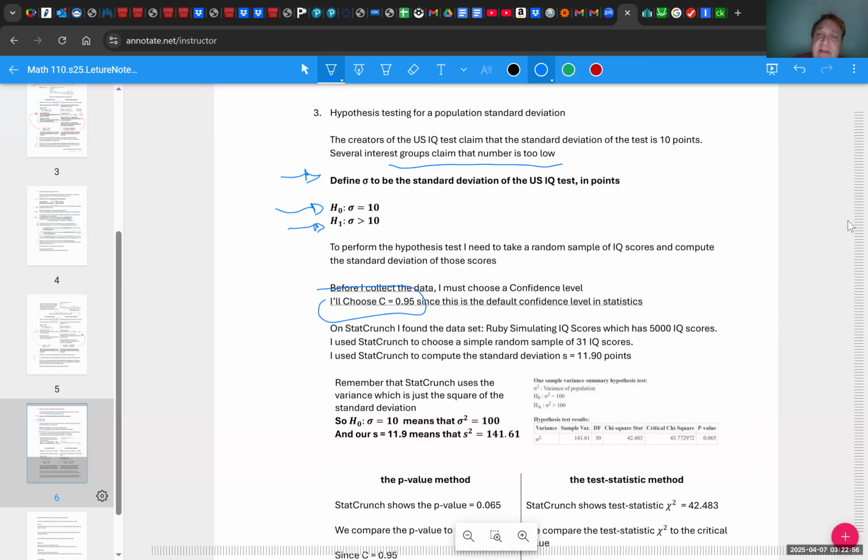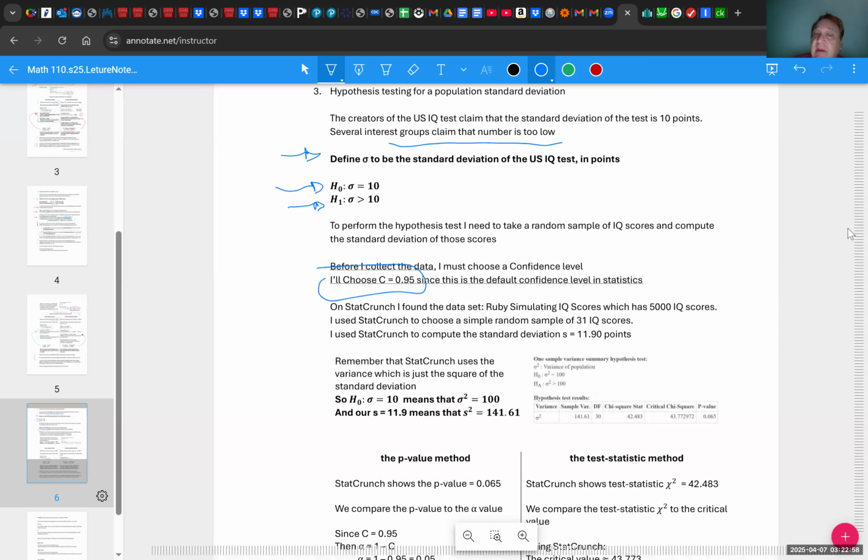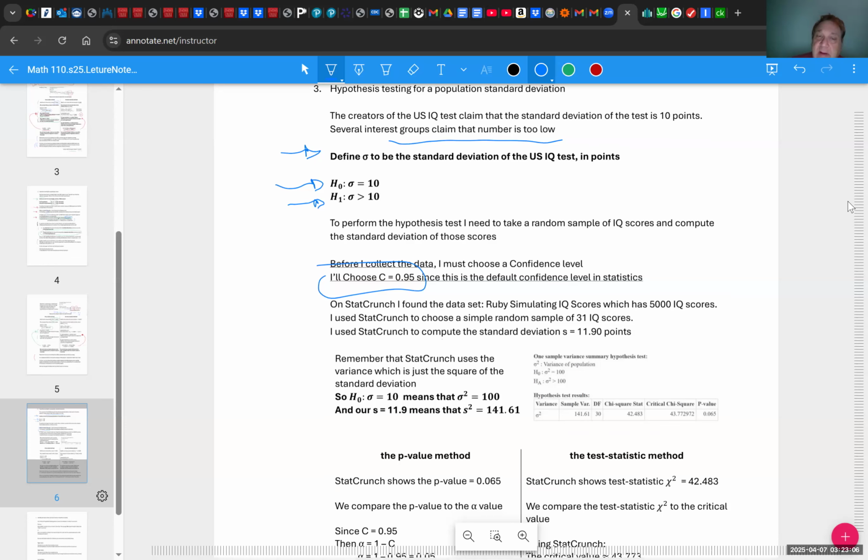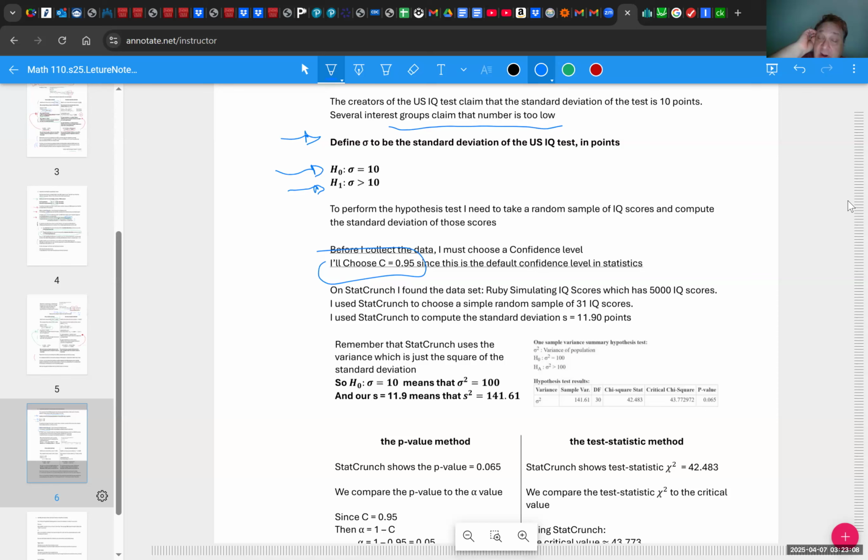And in another discussion, we could talk about why we'd choose different levels, but there may be specific reasons why we need more confidence, or we don't care as much about having that much confidence. So right now, we're just going to choose 95%, so I can keep this on point in terms of hypothesis testing for a population standard deviation.